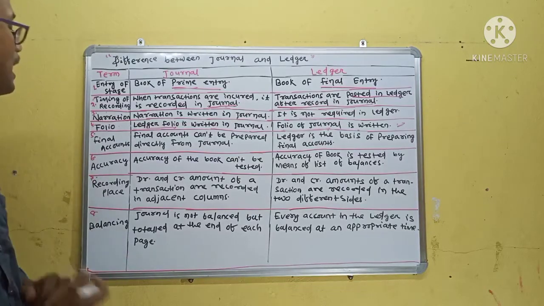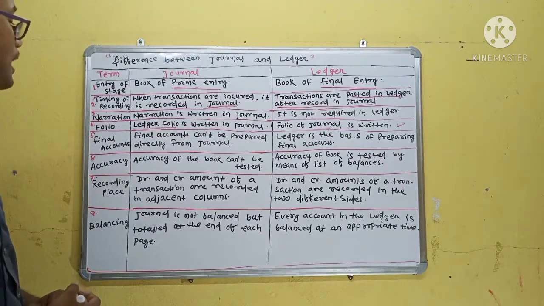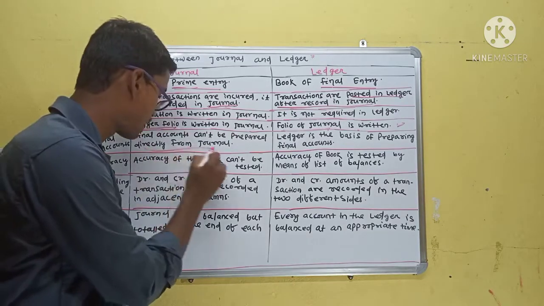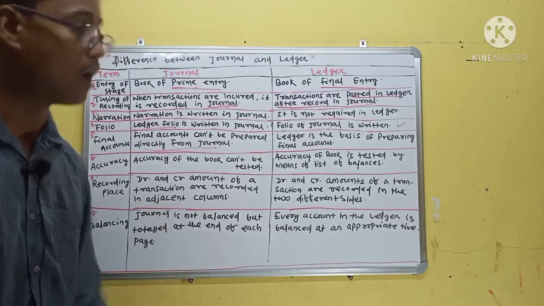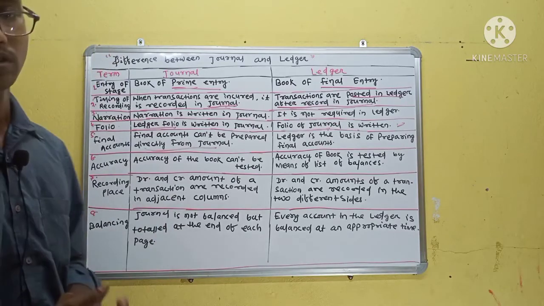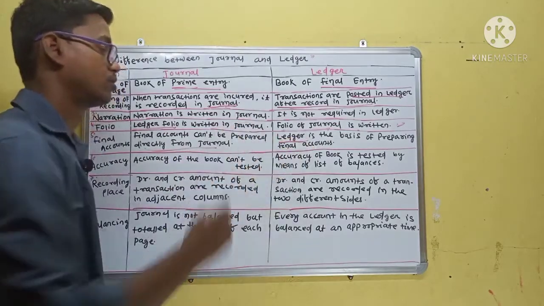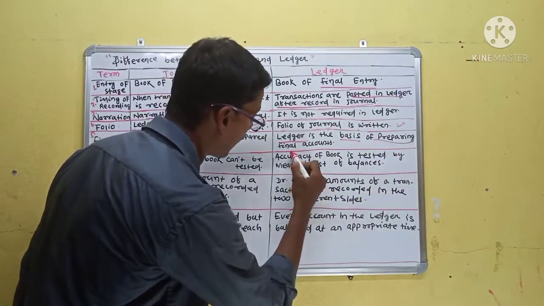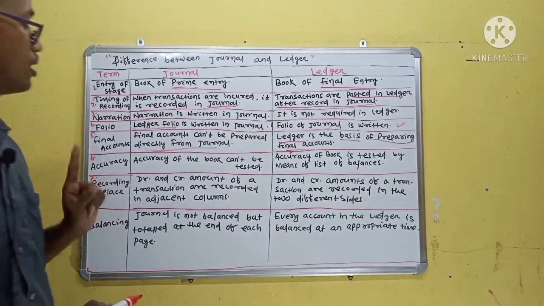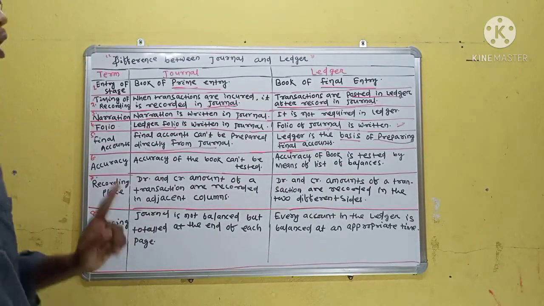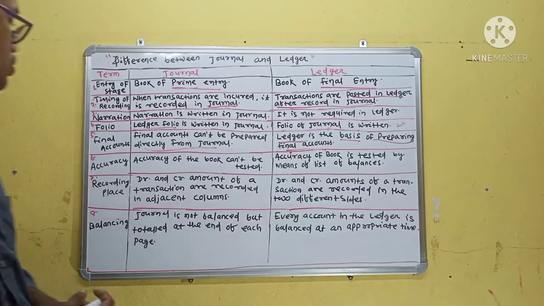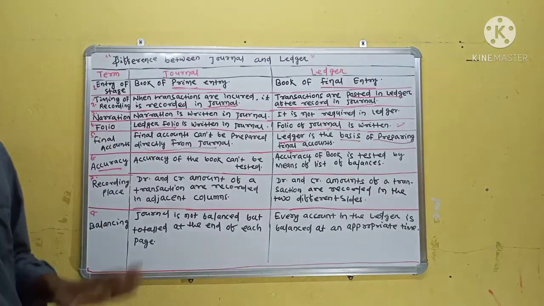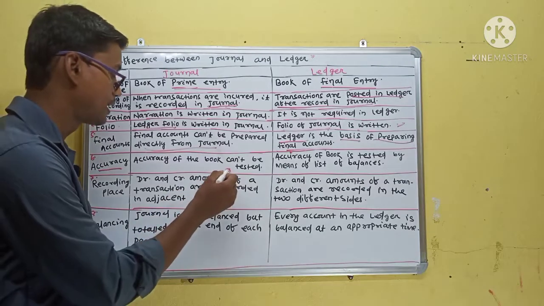Next term is final accounts. Final accounts cannot be prepared directly from the journal, but final accounts can be prepared from the ledger. Ledger is the basis of preparing final accounts, but journal is not the basis for preparing final accounts. Next term is accuracy.